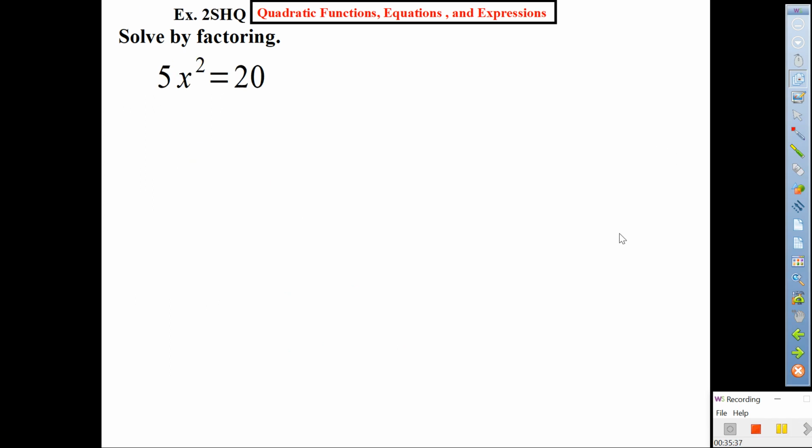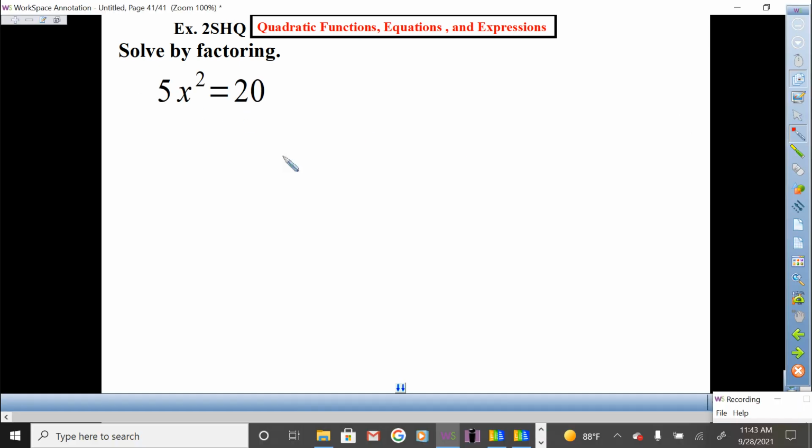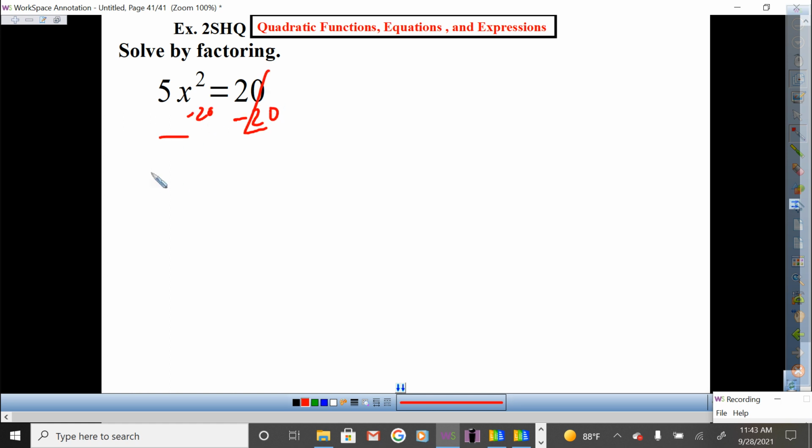Look at this one. Look up. Don't copy this. We need to factor this. That means the 20 has to be over here, right, in order to start factoring. So what do we do? Subtract 20, subtract 20. We end up with 5x squared minus 20 equal to 0. And then GCF, and the rest is history, yes?